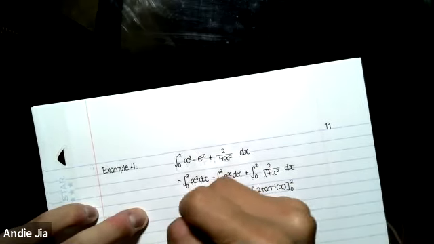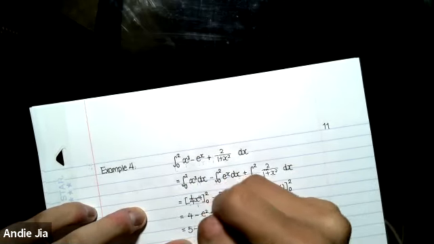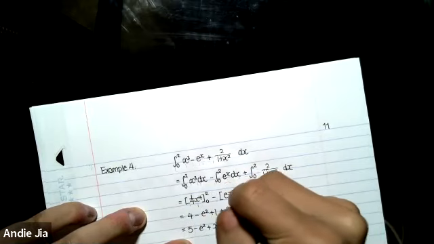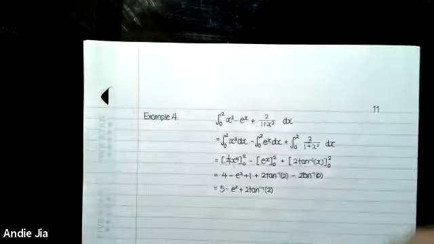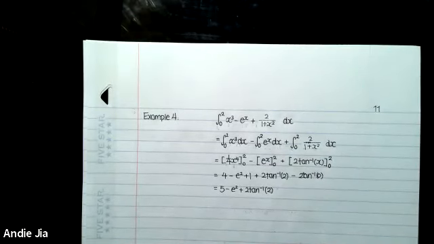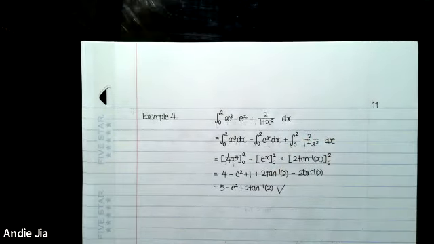Five squared plus 2 arctan 2 and arctan 1, and it's just a 0. And then here we're done.